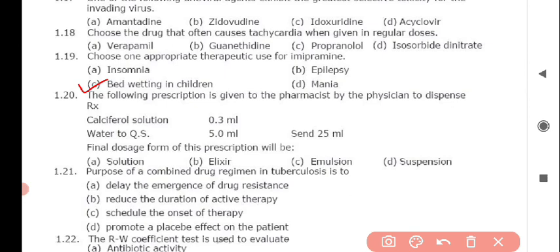Next question, the following prescription is given to the pharmacist by the physician to dispense. So the prescription is Rx calciferol solution is 0.3 ml and water to quantity sufficient is 5 ml. Send 25 ml. Now the final dosage form of this prescription will be, so the correct answer for this question is option C, emulsion.